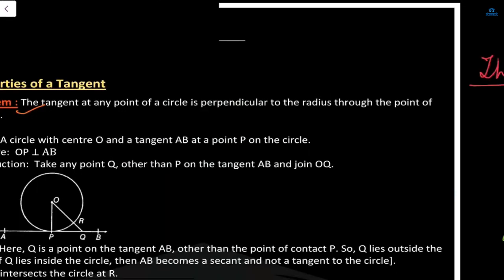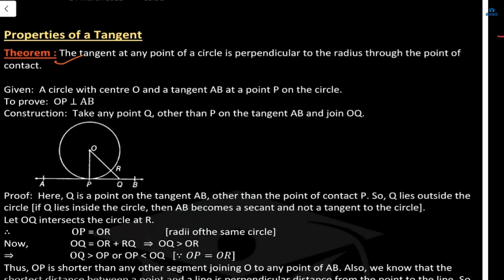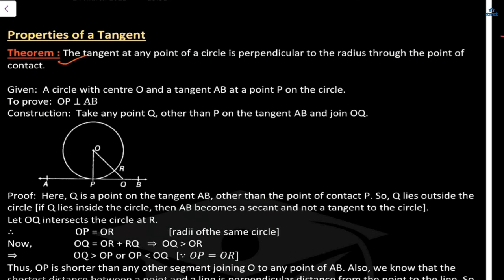One theorem was there, and both the theorem and its converse are true: the tangent at any point of a circle is perpendicular to the radius through the point of contact. So when you draw a tangent touching the circle, at the point where it touches, it will be perpendicular to the radius, and vice versa is also true. So this was the theorem that we have studied.